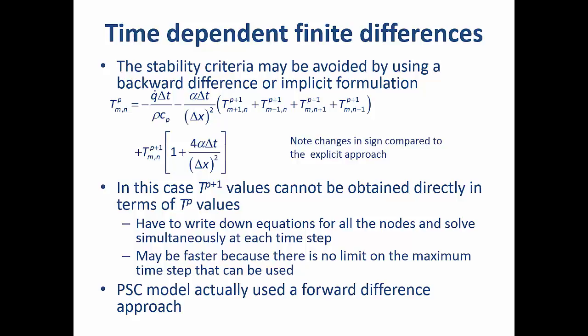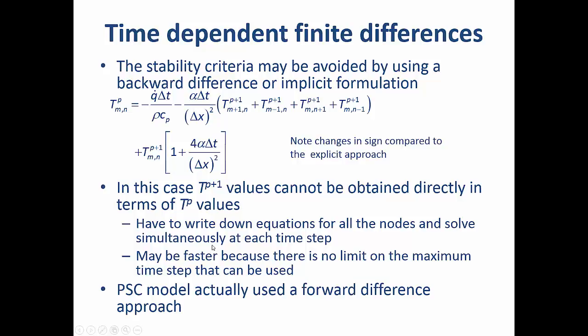It is possible to avoid this problem by using what's known as a backward difference or implicit formulation, and in this case the nodal temperature Mn at time p is actually related to the temperature of the surrounding nodes at a future time p plus 1, plus the temperature of the node Mn also at the future time p plus 1. In this case you can't actually obtain the temperatures at p plus 1 directly in terms of the temperatures at p, and you actually have to write down the equations for all the nodes and solve simultaneously each time step.